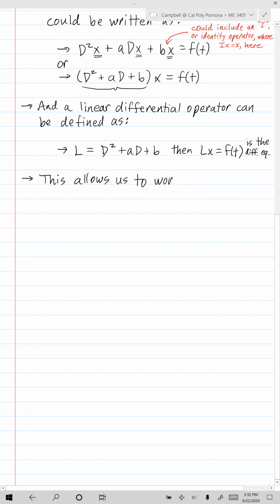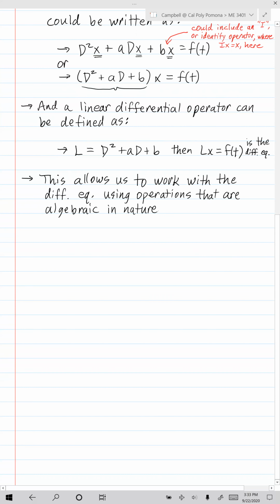And we can see that since these differential operators follow the same patterns as we see with algebraic expressions, we can then work with the differential equation using these operators, or here I will say operations, using operations that involve these operators that are, again, algebraic in nature.